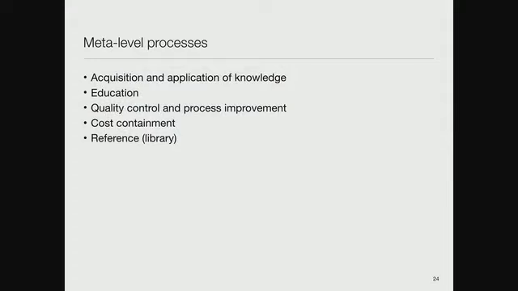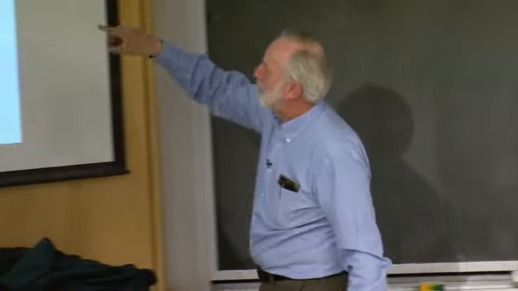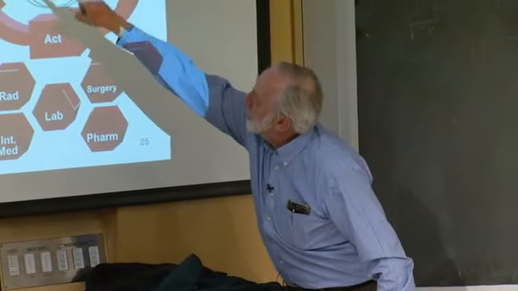So we have all these meta-level processes about the acquisition and the application of knowledge, about education, quality control and process improvement, cost containment, and developing references. So this is a picture from David Margulies, who was Chief Information Officer at Children's Hospital here. And the cycle that I described is the one right here.